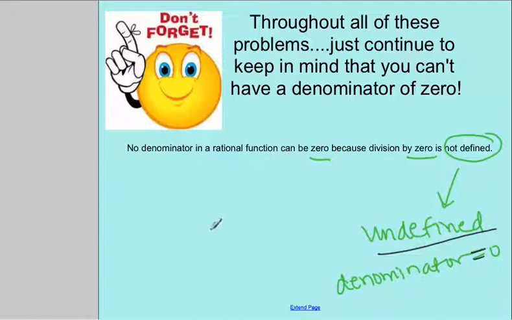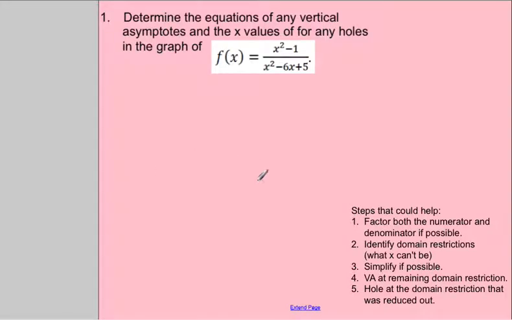You're going to have some problems on your upcoming quiz that talk about undefined. All right, example 1, let's look at this. Determine the equation of any vertical asymptotes and the x values for any holes in the graph. The first step is to factor both the numerator and the denominator if possible.